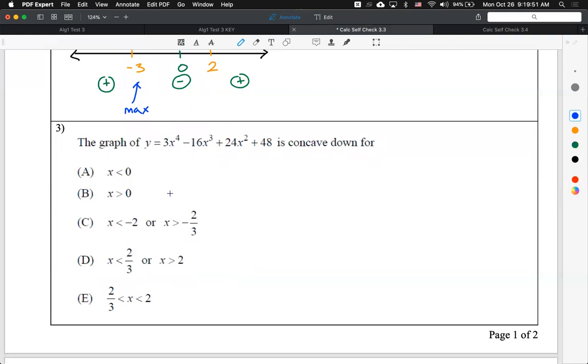We have this graph, and we're trying to find where it is concave down. So it helps us to define F concave down: F double prime less than 0. Thank you. So we need to find F double prime. We're given F, so we have a lot of derivatives ahead of us. Let's go ahead and find Y prime, I guess that is F prime, right? Take the derivative.